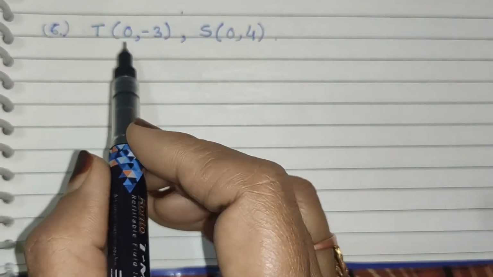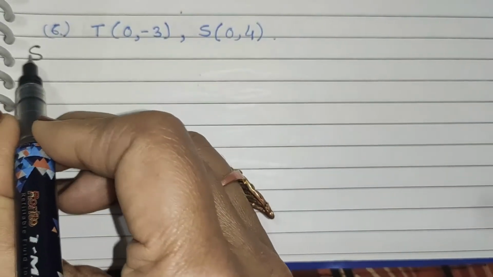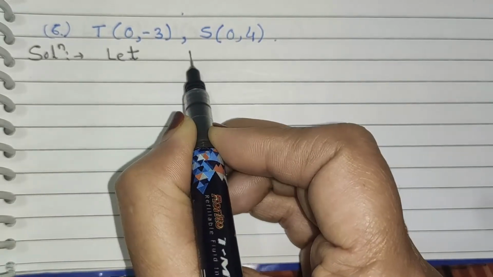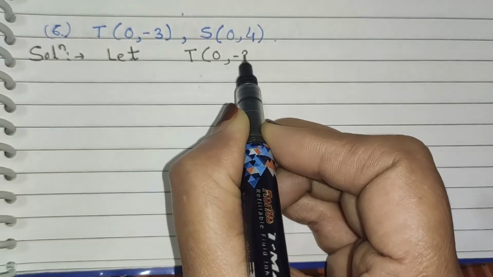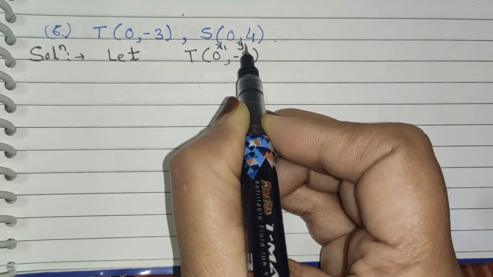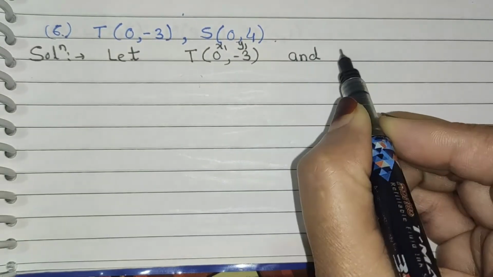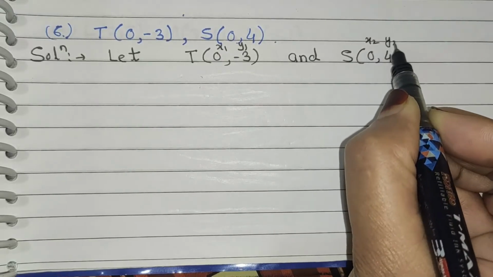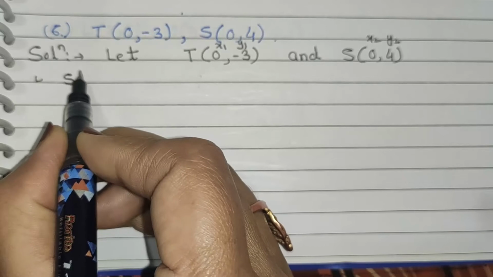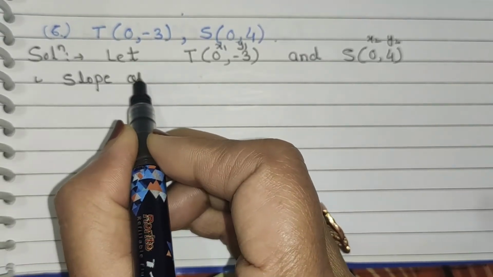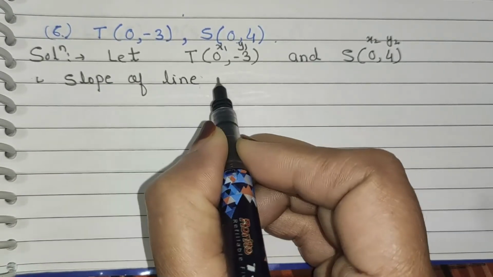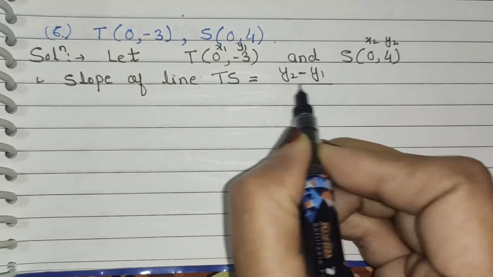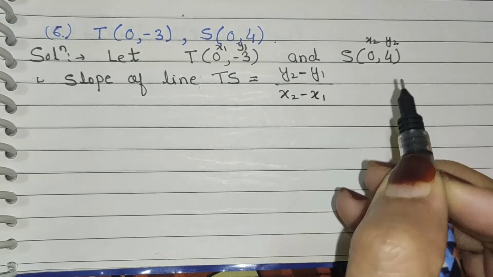Our aim is to find the slope of line TS. Now let us consider the coordinates of point T are x1, y1 and the coordinates of point S are x2, y2. Therefore, slope of line TS is equal to y2 minus y1 upon x2 minus x1.